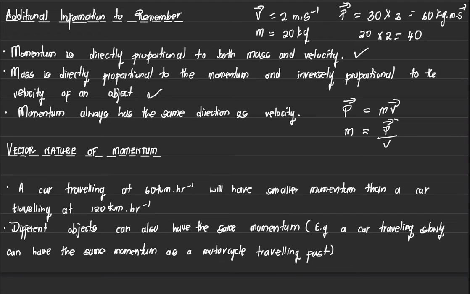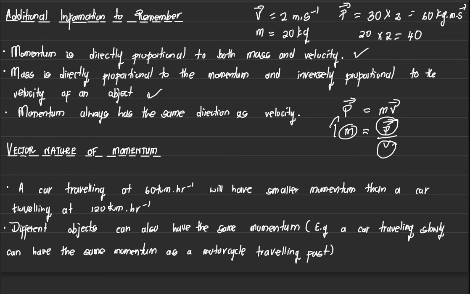So if you increase the momentum, the mass is also going to increase. That's why we are saying that the mass is directly proportional to the momentum. But if we increase the velocity, as you can see the velocity is the denominator of this expression, you're going to see a decrease in the mass. And if you decrease the velocity, you will see an increase in what? An increase in mass as well.